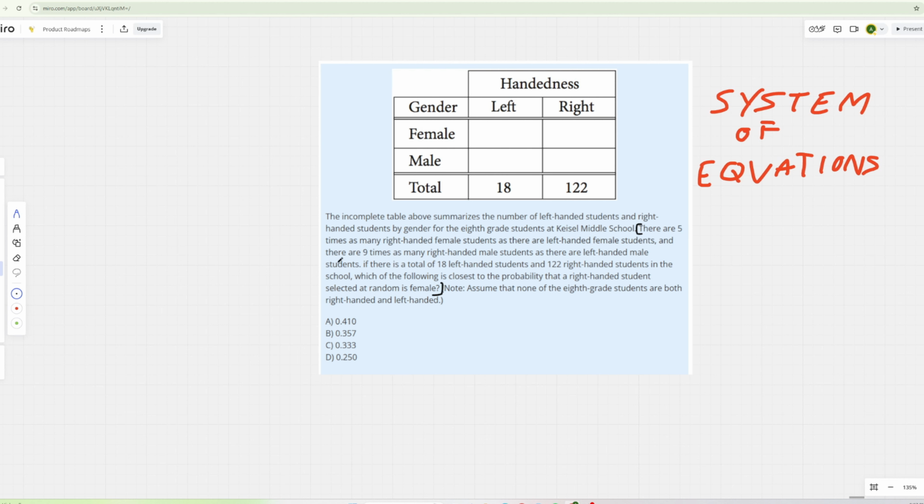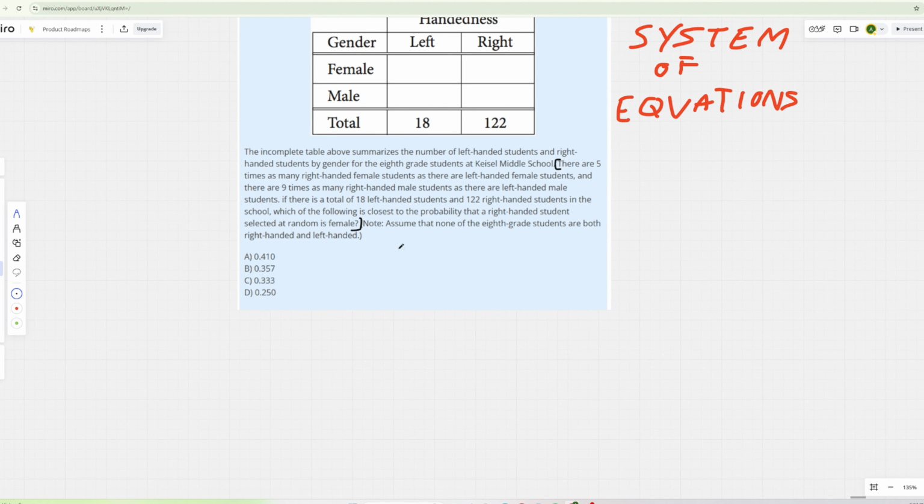And define them. You don't have to do this, but I think it helps. So let's just say let x equal the number of lefty females, and let y equal the number of lefty males. The reason I do this is just so I don't get confused between x and y.